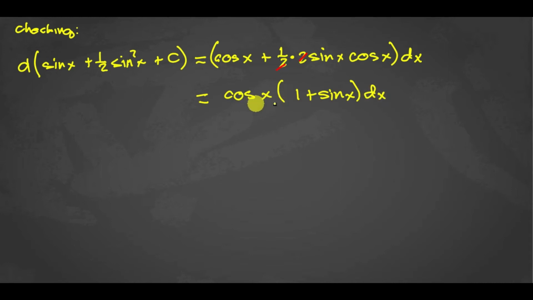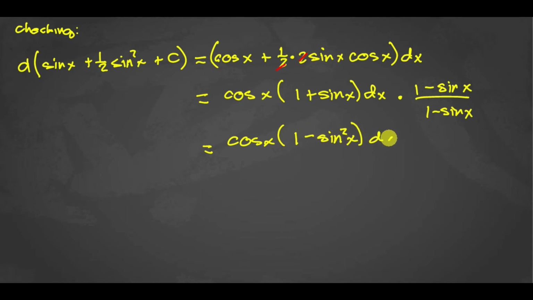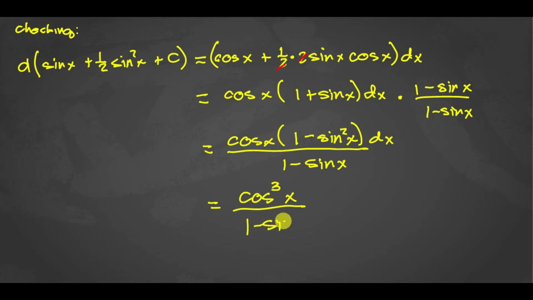If we introduce a multiplier, where we multiply the whole term by (1 - sin x)/(1 - sin x), then this is also equal to cos x (1 + sin x)(1 - sin x) dx all over 1 - sin x, which is (1 - sin²x) dx all over 1 - sin x. Now, 1 - sin²x is equivalent to cos²x. Then our final answer is cos³x all over 1 - sin x dx.